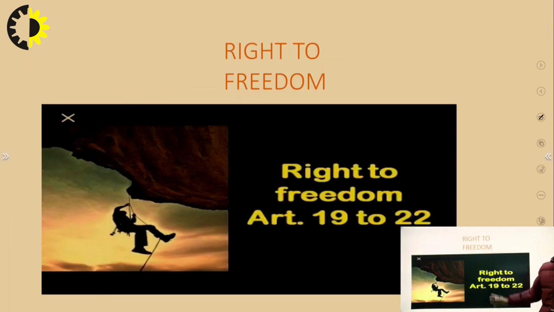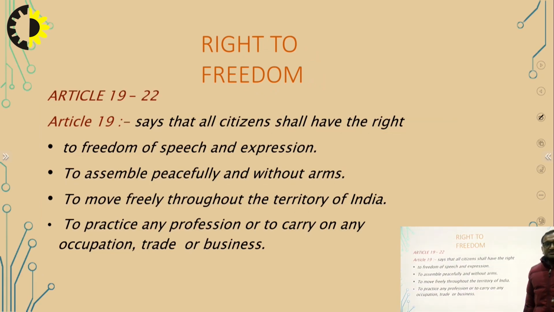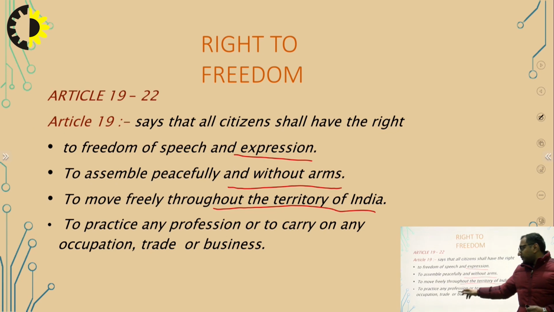Next, let us talk about right to freedom. Right to freedom is given in Article 19 to 22. It says that all citizens shall have a right to freedom of speech and expression, to assemble peacefully and without arms, to move freely throughout the territory of India, and to practice any profession or carry out any occupation, trade or business. So every person who is a citizen of India can express themselves freely. They can assemble peacefully and without arms, and move freely throughout the territory of India.